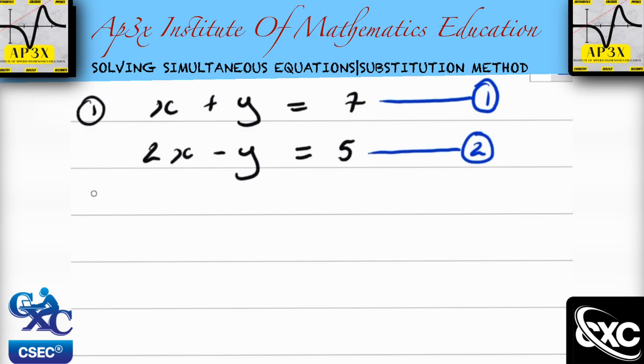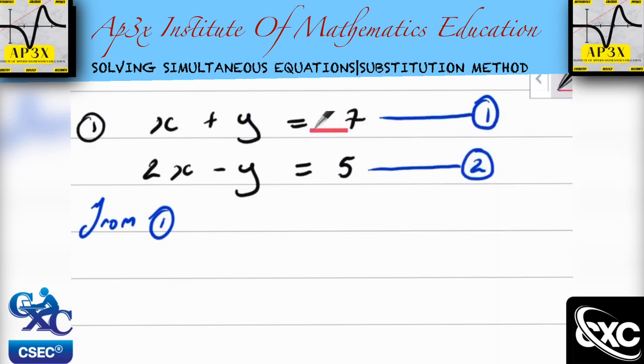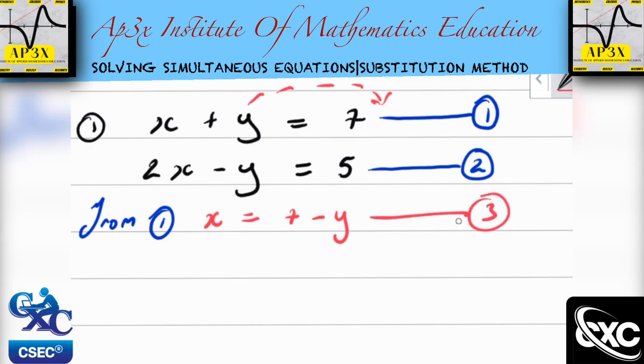So for me here, I'm going to write a statement and I'm going to say from equation 1, I'm going to make x the subject of my equation. So if I'm going to make x the subject of the equation, my objective here is to simply move the y across to the other side of the equation. So I'm going to subtract y from both sides. So from equation 1 then, x is equal to 7 minus y. Therefore, I'm going to call that equation 3. That's going to be a crucial equation later when we're trying to find the value of x.